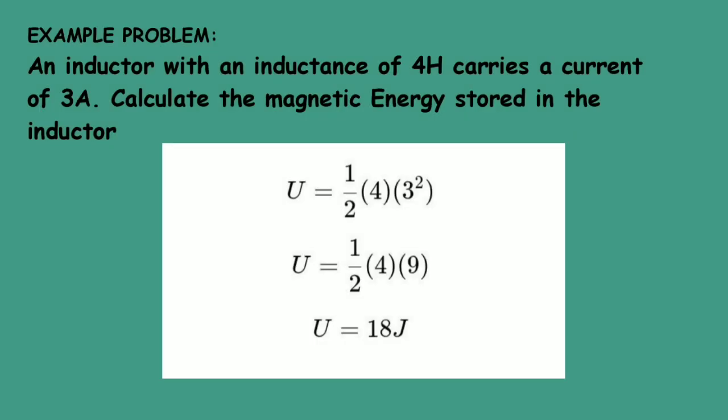An inductor with an inductance of 4 H carries a current of 3 A. Calculate the magnetic energy stored in the inductor. So as we calculate the energy stored in the inductor, by substituting all the values, we get the answer 18 joules.